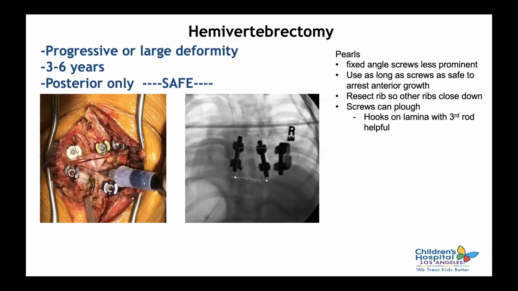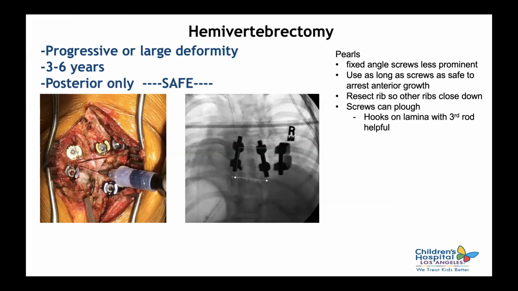Now, in cases when you do a hemivertebrectomy, which is indicated for progressive or large deformity, we generally wait until the kids are at least 3 years old, so the bones are strong enough so the anchors don't plow through. You don't want them to be too old because then the whole spine gets too stiff and doesn't correct as much. Generally, we do this posterior only now. It's really rather safe because the spinal cord is in the concavity and we're mostly operating in the convexity.